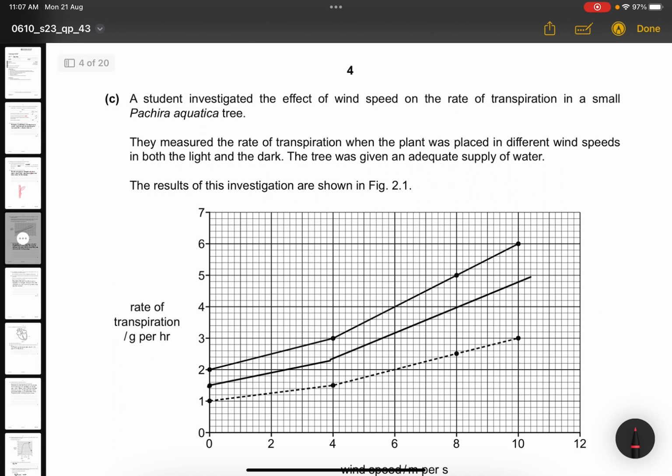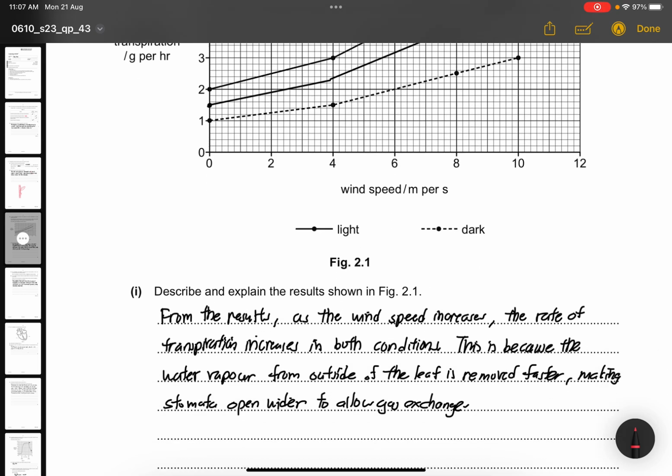Question 2, part C. A student investigated the effect of wind speed on the rate of transpiration in the small Pachira aquatica tree. They measured the rate of transpiration when the plant was placed in different wind speeds in both light and the dark. The tree was given an adequate supply of water. The results of this investigation are shown in figure 2.1.